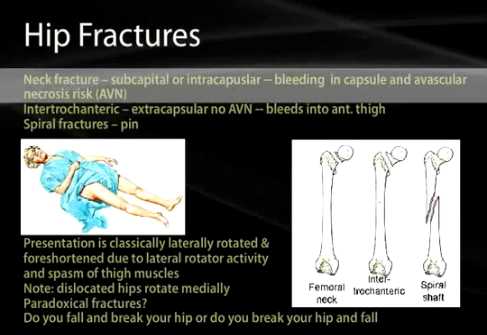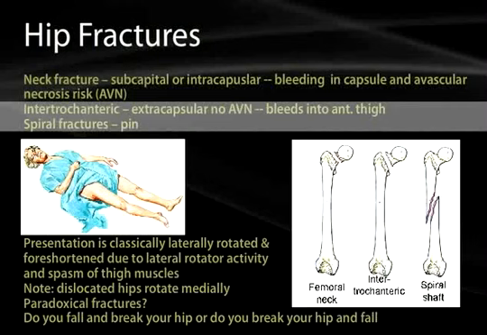and you can see a neck fracture, which is known as a subcapital or intracapsular. Those will bleed into the capsule and they result oftentimes in avascular necrosis, therefore they typically will need a hip replacement. Intertrochanteric, also known as extracapsular, are at less risk of avascular necrosis because they bleed into the thigh, and they can usually be pinned. And then fractures of the thigh itself, or spiral fractures, will just need pinned.